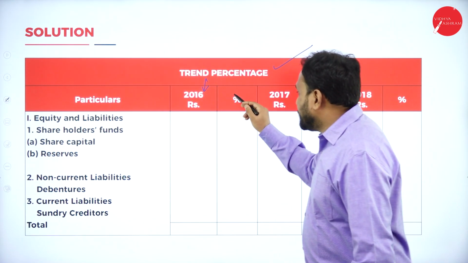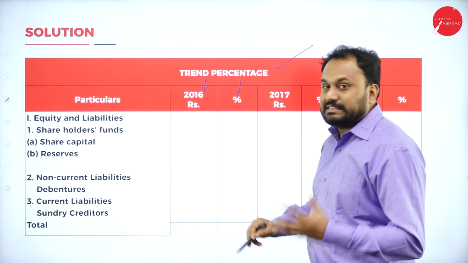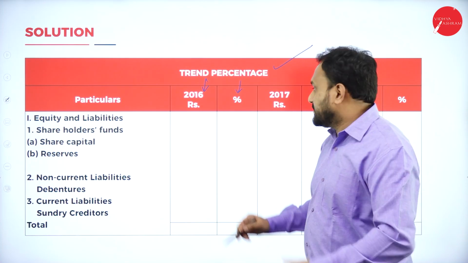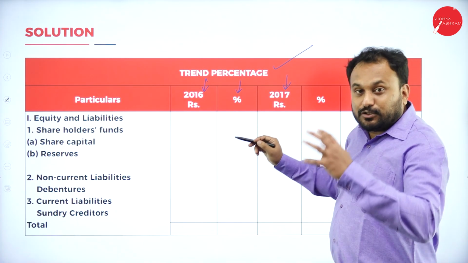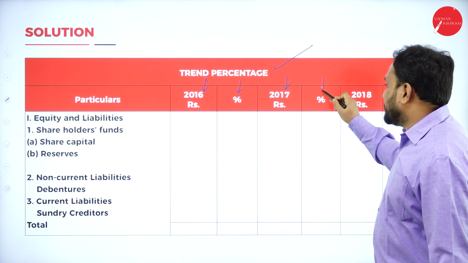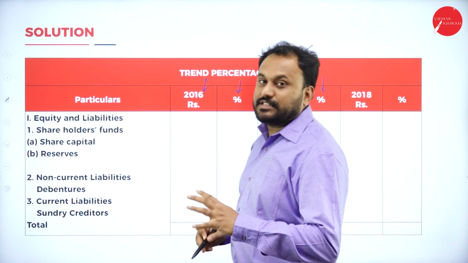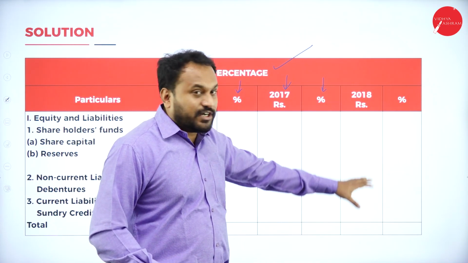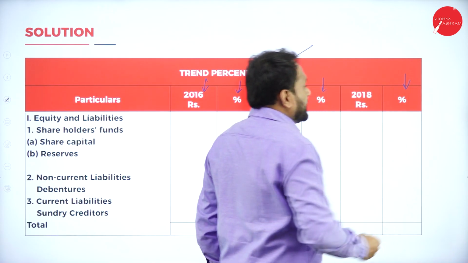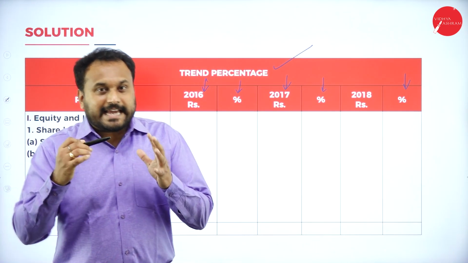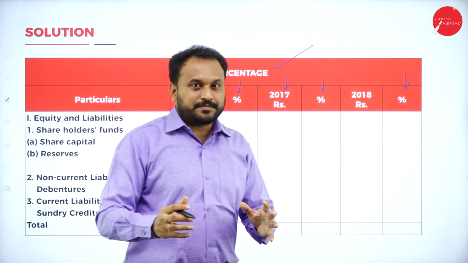Now here, this is the change. This is what they're asking. What exactly is the trend percentage? This is the trend percentage. Next, 2017, again copy paste. 2017, what is the trend percentage? And the last one we have is 2018. Again copy paste here. And we need to calculate what? That is 2018, what is the trend percentage? If we calculate all these things, we are all done, right?